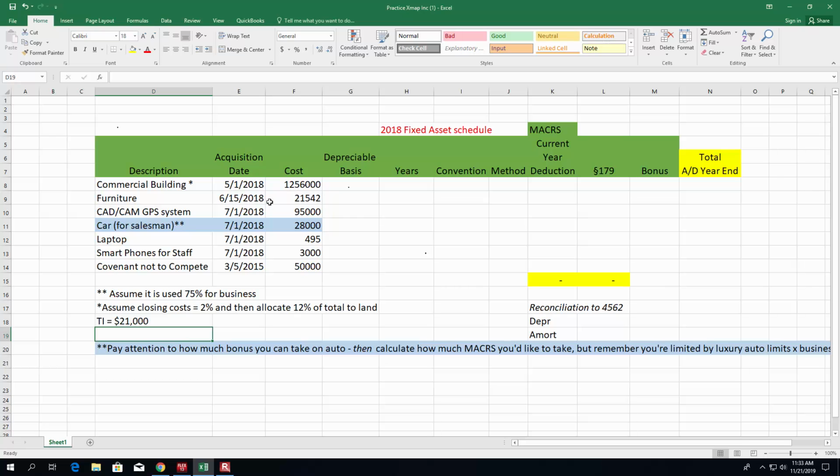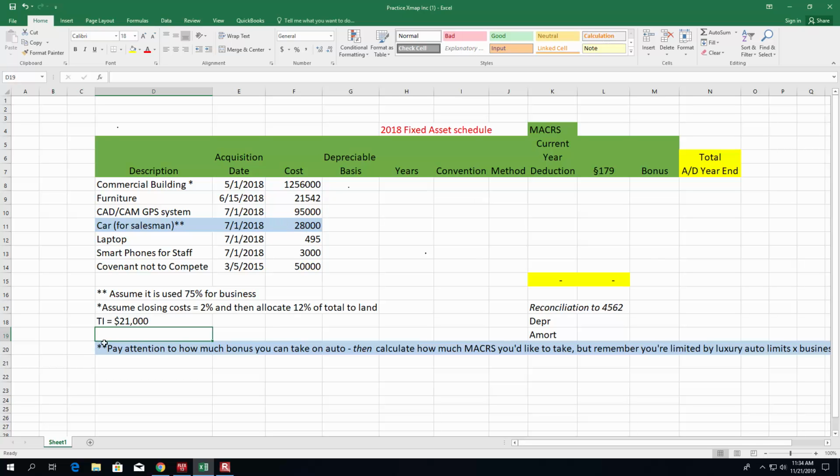Then you have to look at all the other property purchased this year in June and July, and you have to ascertain whether or not they're half year or mid-quarter. If they're half year, yay, easy peasy. I get to just go to the tables, right? If they're mid-quarter, I got to figure out which quarter they're purchased in and then go to that little bit more complicated table. With the car, it is assumed to be used 75% for business.